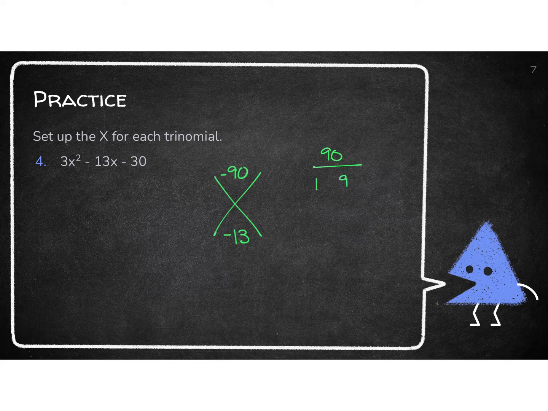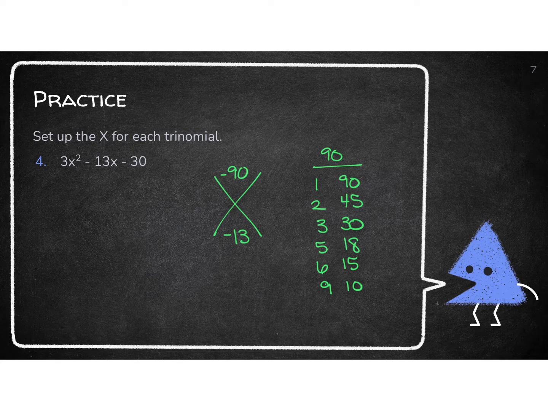So I have 1 and 90, 2 and 45, 3 and 30, 4 does not go into 90, 5 and 18, 6 and 15, 7 does not go into 90, 8 does not go into 90, 9 and 10, and 10's in my list, so that's all of them.